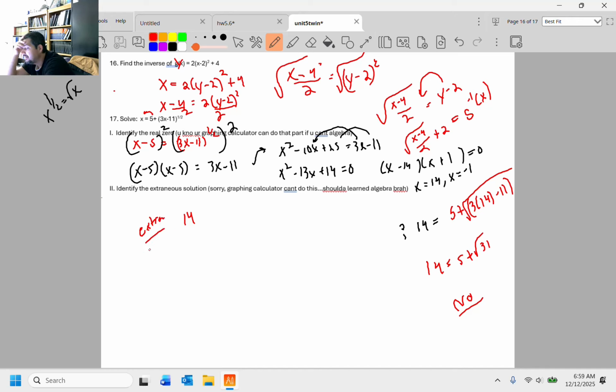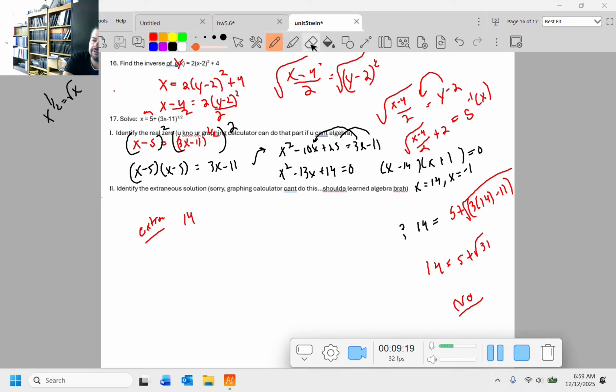That's the extra one. The real one was negative 1. So let's see what happens if, or was it? Interesting. Well, I made a mistake somewhere. Yes, I am tired. Let me pause this. I feel like I've made a mistake somewhere. I did make a big fat mistake. It's right here.